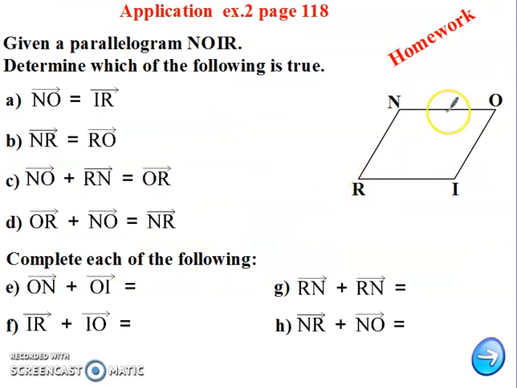We have NOIR is a parallelogram. Determine which of the following is true from A to E. A. Vector NO equal vector IR. These two vectors are not equal since, they have the same direction and magnitude, they are parallel and equal, but they don't have the same sense, because NO is going to the right while IR is going to the left. So this one is false.